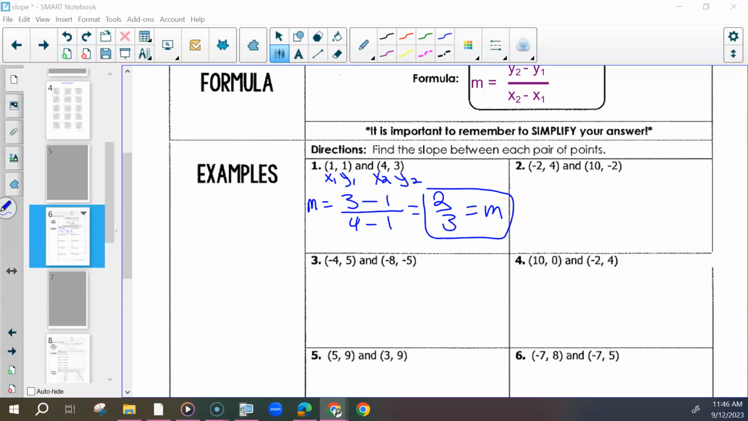Question on how the slope formula works? Really, we're using the slope formula on graphs when we count the slope, but we don't do all of this because we can just look at it and count, but it's doing the same thing.